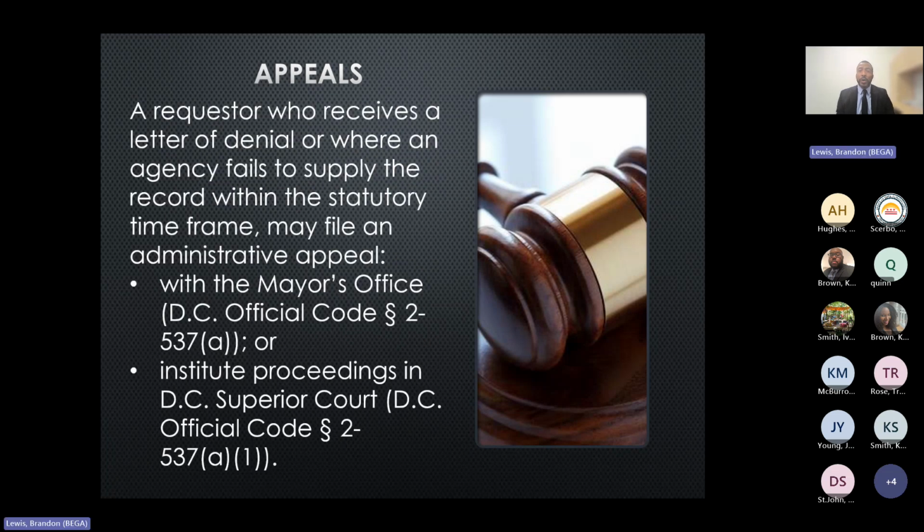With regard to appeals, a requester who receives a letter of denial, or where an agency fails to supply the record within the statutory timeframe, may file an administrative appeal with the Mayor's Office of Legal Counsel or institute proceedings in DC Superior Court.